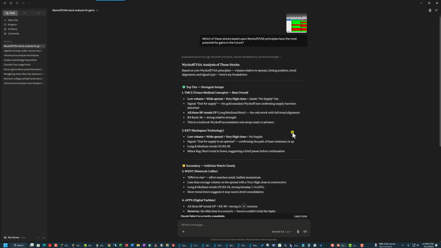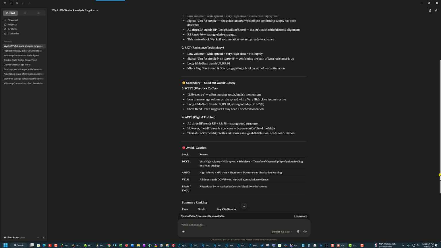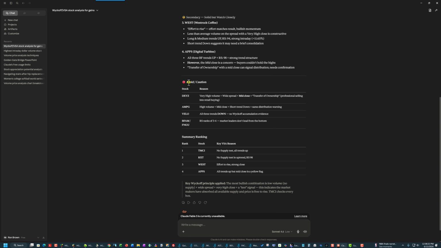technology. I'm not going to read all this, but you can if you want. But here is secondary, solid, but watch closely. Apps is, and this should have been, apps has been coming up, should have been purchased. But anyway, it tells you what to avoid or caution, and summary ranking: TMCI, RXT, West, and apps. So let's just take a look at those.